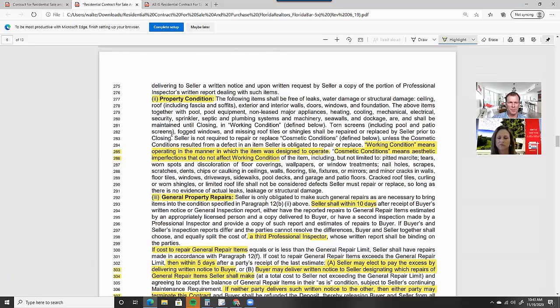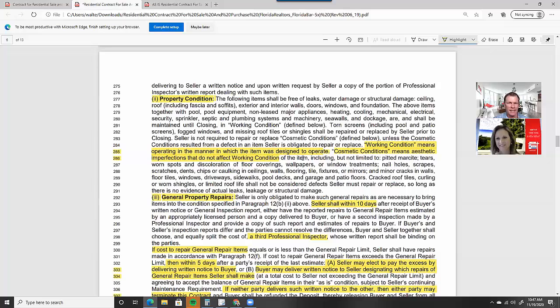Okay, so what the condition of this is and what we're going to do. Basically what the seller's saying is, look, I'm not aware of any leaks. I think everything's going to be fine, or I've already disclosed them. I'm not aware of any of these things. I believe they're all in working condition, or I've already explained them to you. And then it's going to come down here and describe what working condition means. Working condition means operating in the manner in which the item is designed to operate. Cosmetic condition means aesthetic imperfections that do not affect the working condition.